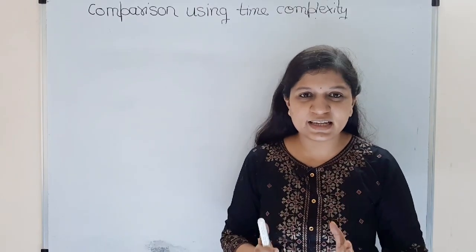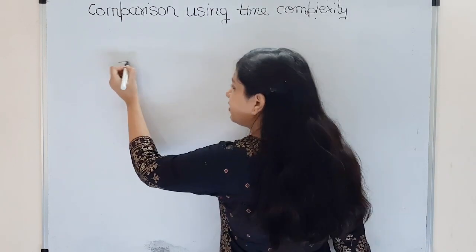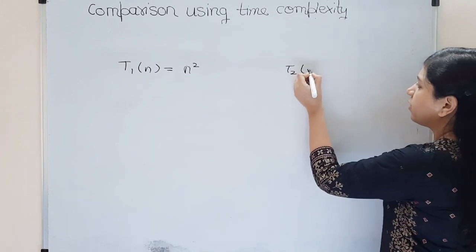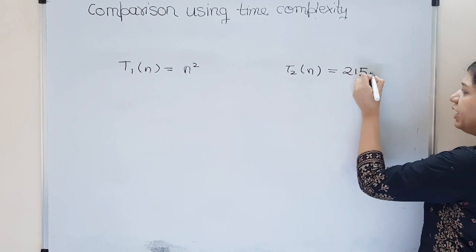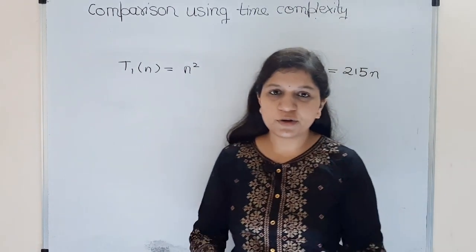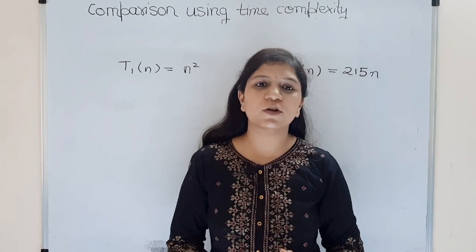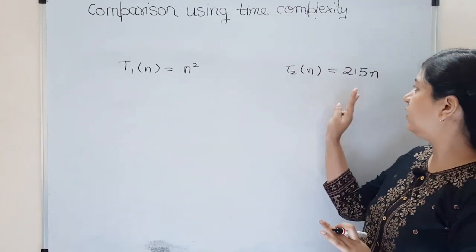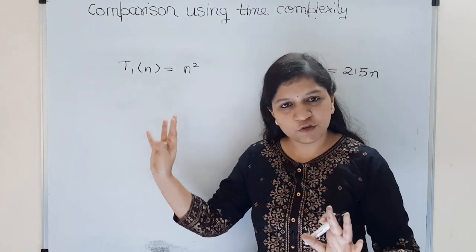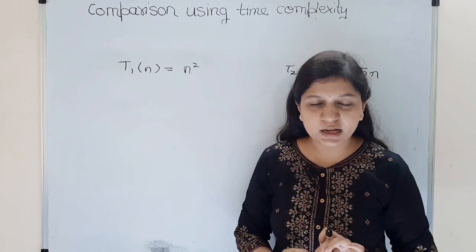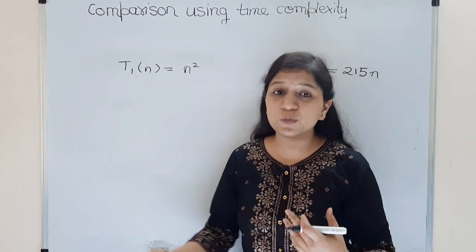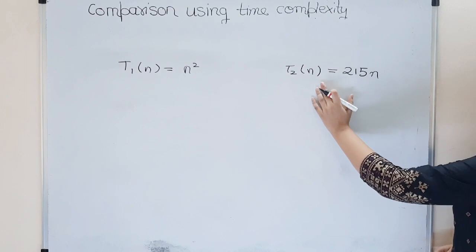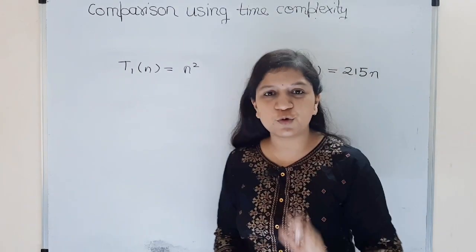Okay guys, now let's see the second example. Let's take T1(n) as n square and T2(n) as 215n. Now you need not calculate the time complexity. I am directly giving you the time complexities. You need to tell me which one will perform better. One is linear and another is quadratic. So we can think that linear is going to perform better and quadratic will take more time, it will have more processor operations, it will grow faster. By logic we can say that this is going to perform better, and that is true as well.